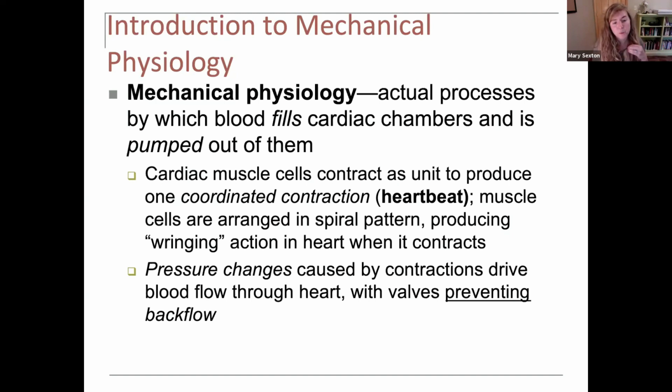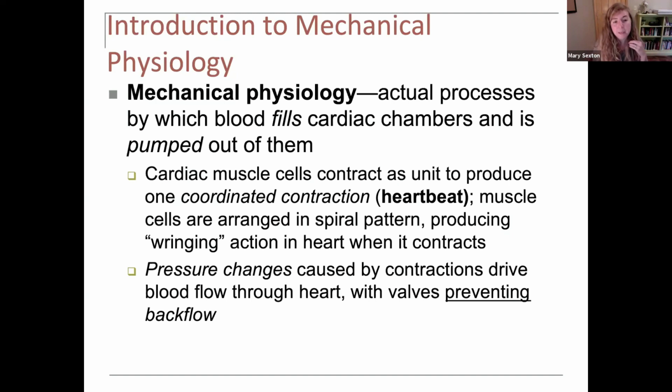So for instance, when the atria contract, blood is flowing from atria to ventricles because blood is at a higher pressure in the atria at that time than the ventricles. And then the valves close between the atria and ventricles, because as soon as that happens, the pressure in the atria is then lower than the pressure in the ventricles. So the blood's going to want to go back. But we have those valves to make it go one way.